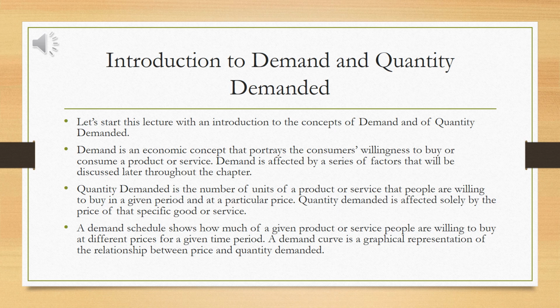Quantity demanded is the number of units of a product or service that people are willing to buy in a given period and at a particular price. Quantity demanded is affected solely by the price of that specific good or service. A demand schedule shows how much of a given product or service people are willing to buy at different prices for a given time period. A demand curve is a graphical representation of the relationship between price and quantity demanded.